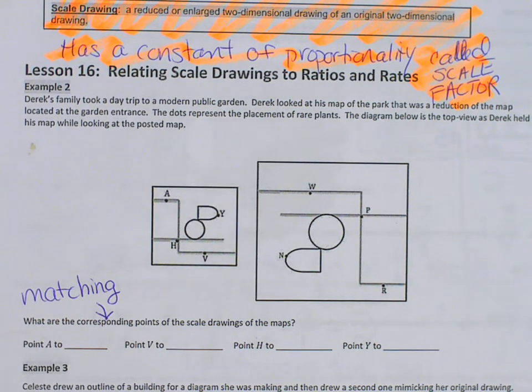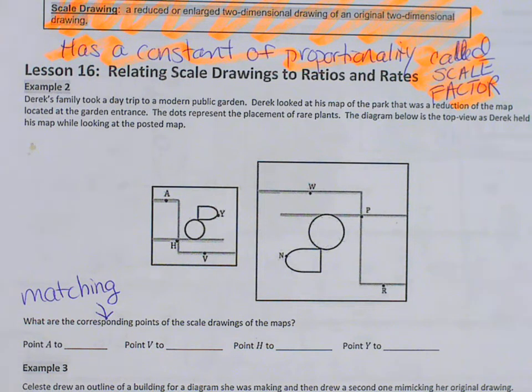So here's the example. Derek's family took a day trip to a modern public garden. Derek looked at his map of the park and saw that it was a reduction of the map at the location of the entrance. The dots represent placement of rare plants, and the diagram below is the top view as Derek held his map while looking at the posted map. Are these maps oriented the same way?